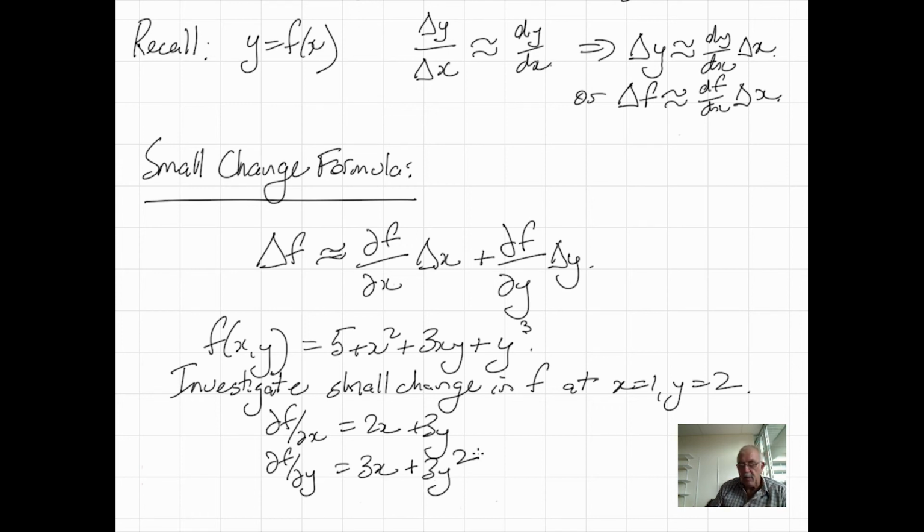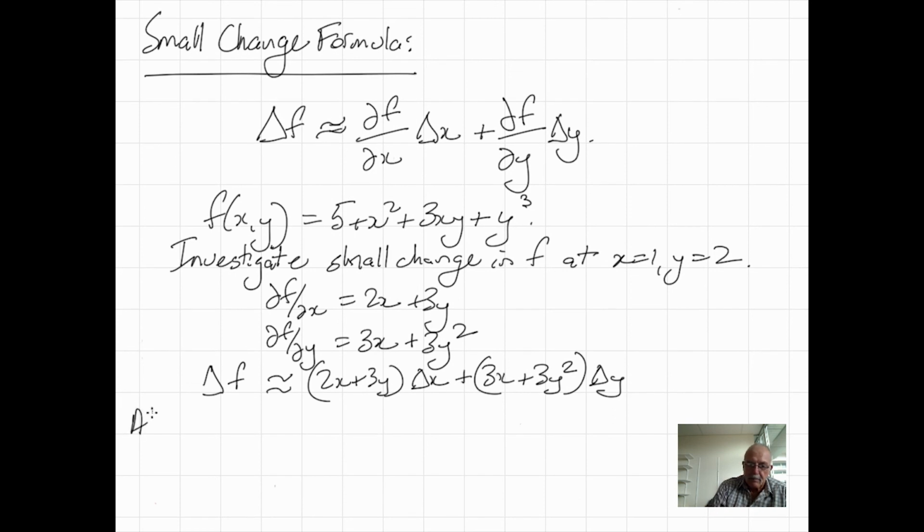So therefore, using the small change rule or formula, the change in the overall function will be equal to the partial derivative with respect to x, so that's this here, 2x plus 3y times delta x, plus the partial derivative of f with respect to y, which is equal to 3x plus 3y squared, times a small change in y.